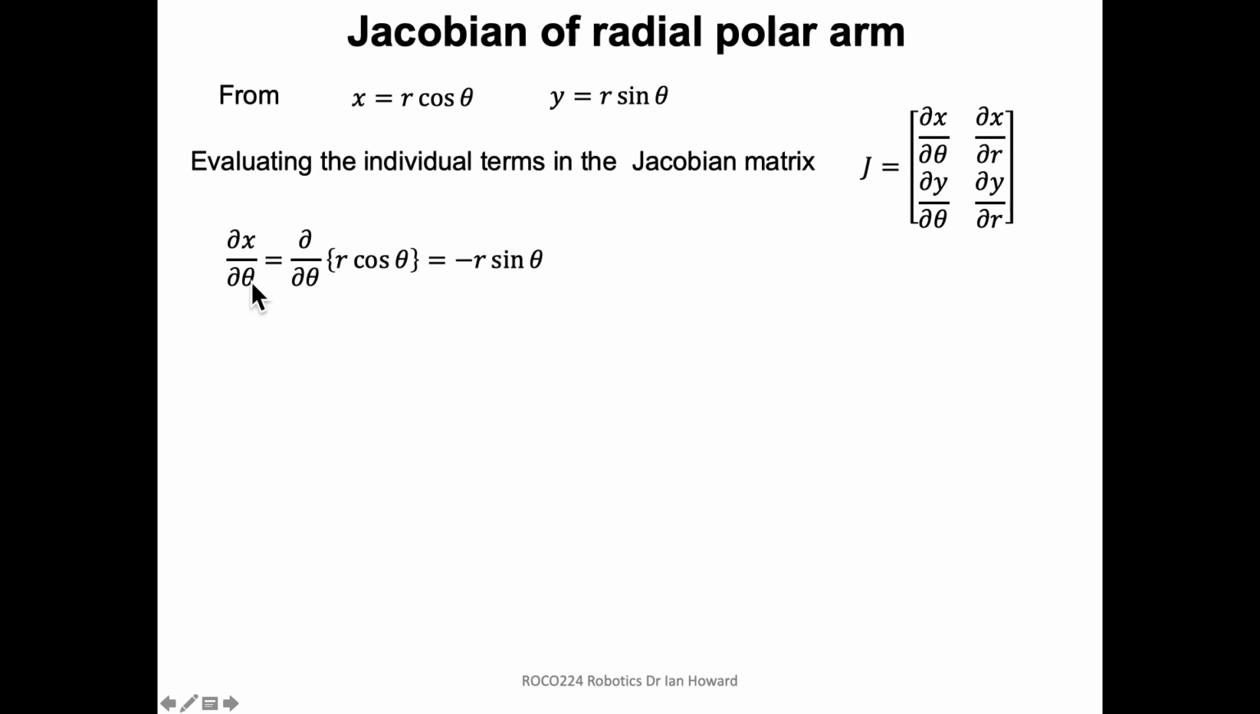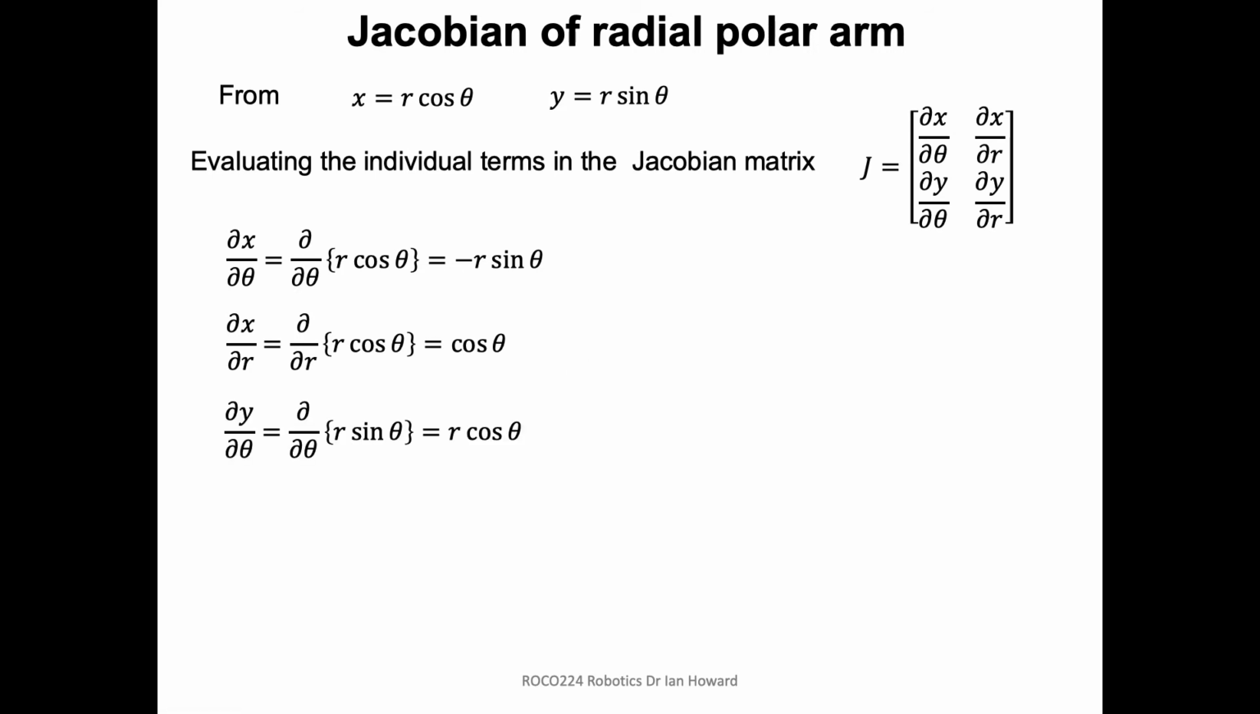basically dx d theta is d d theta of r cos theta. So cos theta is going to go to minus sine theta, and r is just a scaling factor in this case, so it's minus r sine theta. Taking the second term, dx dr is basically taking the differential with respect to r, in which case cos theta counts as a constant, so r goes to 1 and cos theta is the result there. Third line, we want to differentiate r sine theta with respect to theta, so sine theta goes to cos theta and r is a scaling factor.